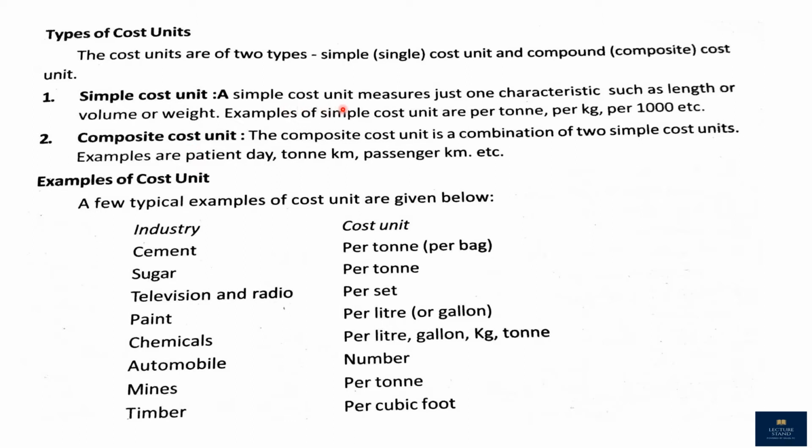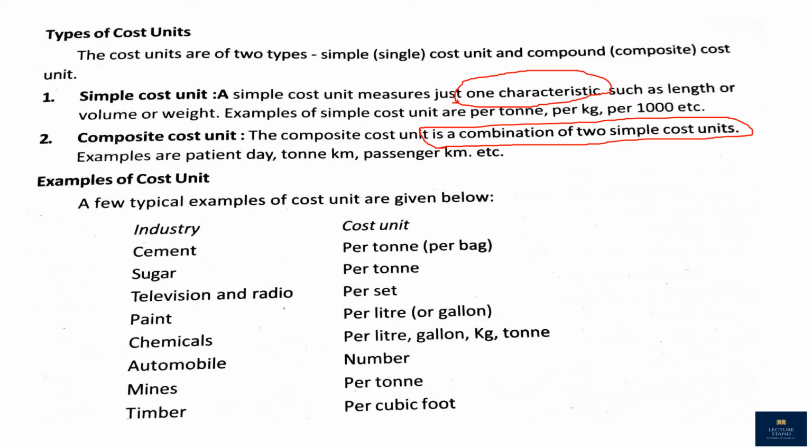First one, simple cost unit, and second, composite cost unit. A simple cost unit measures just one characteristic, such as length or volume or weight. Examples of simple cost unit are per ton, per kilogram, per thousand, etc. But the composite cost unit is a combination of two simple cost units. Examples are patient day, ton kilometer, passenger kilometer, etc. The difference is that a simple cost unit measures only one characteristic, but a composite cost unit is a combination of two simple cost units.